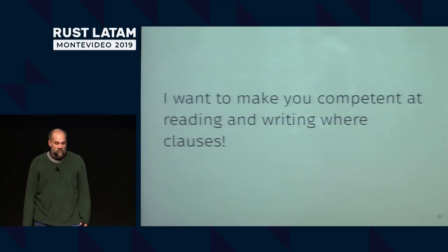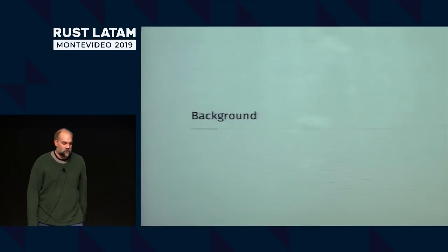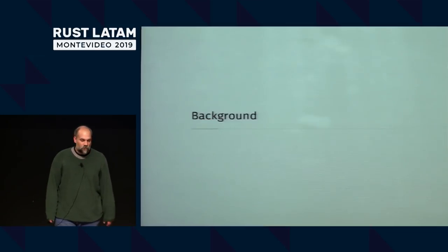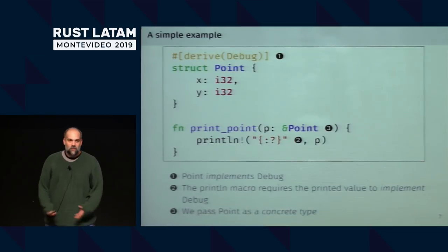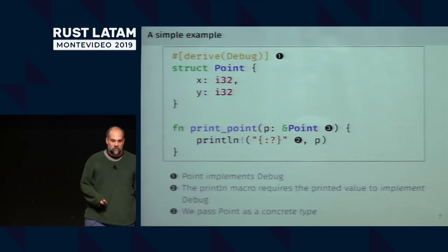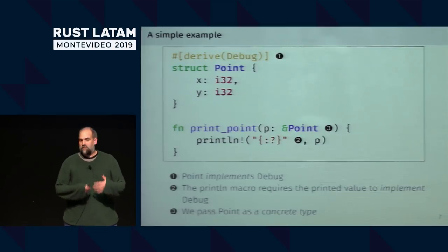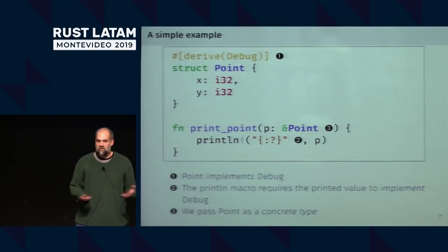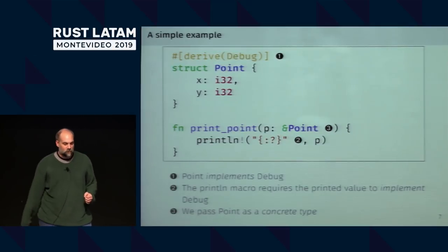And what I want to do is make you competent at reading and writing where clauses, because they are important but have some subtleties to understand. So just as a bit of background, what is a where clause? Let's say we have a pretty simple data type. We have a Point. Point has an x and a y value, and we have a function called print_point that just takes a reference to that point and prints it out, like nothing important.